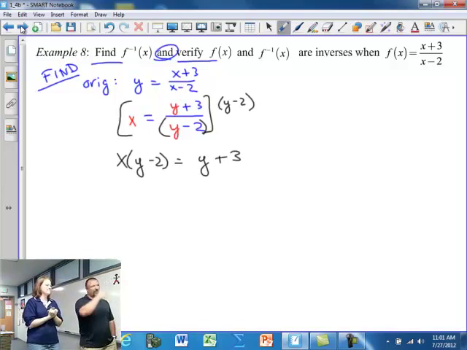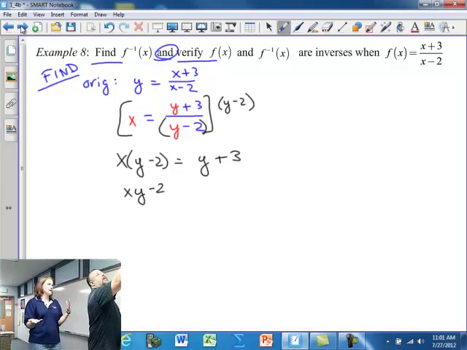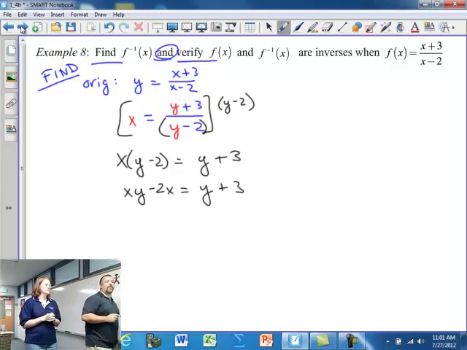So what are we going to do with that? Well, we're trying to solve for y, and we've got y's on both sides. So let's go ahead and distribute the x. That'll at least get rid of our parentheses. So now xy minus 2x is going to equal y plus 3. But we still have y's on opposite sides.